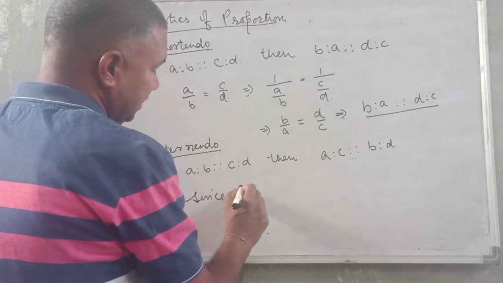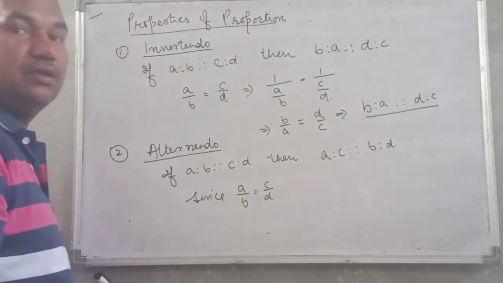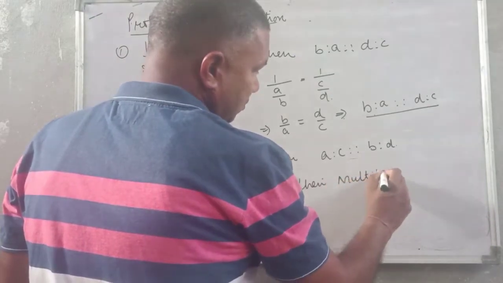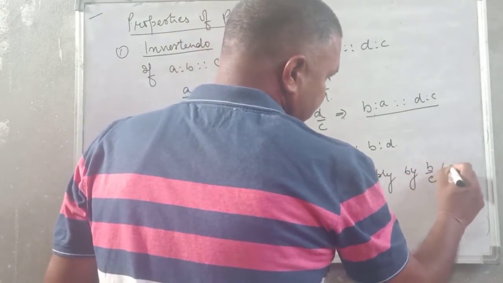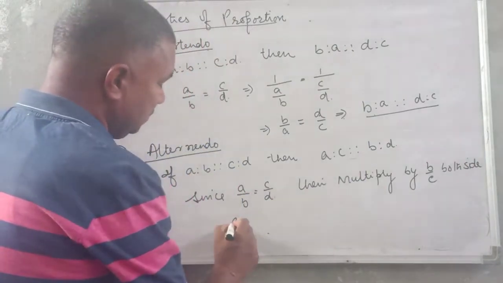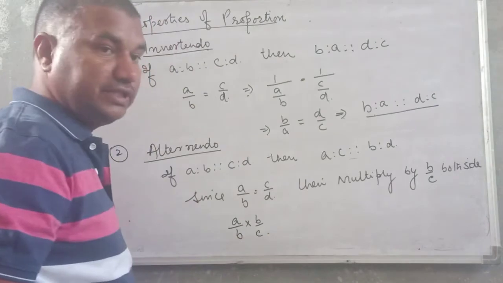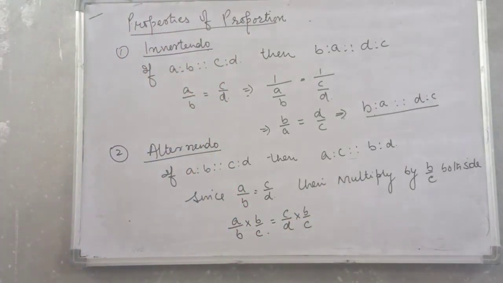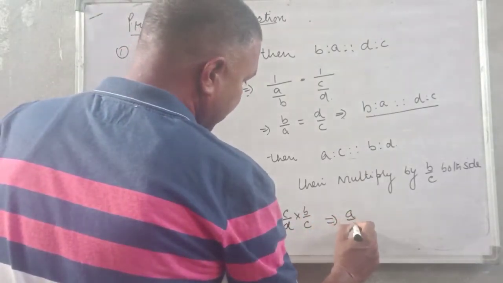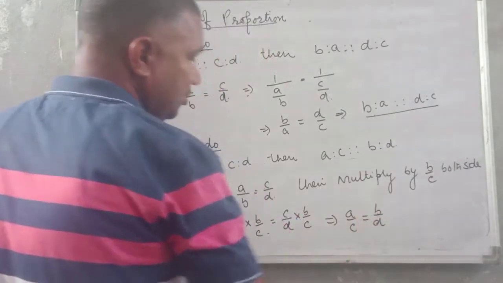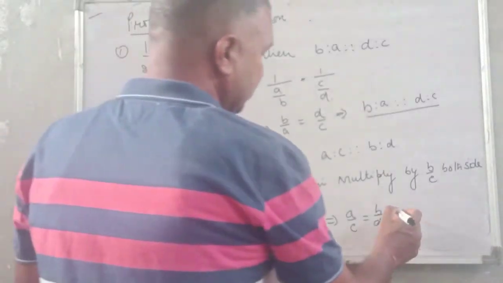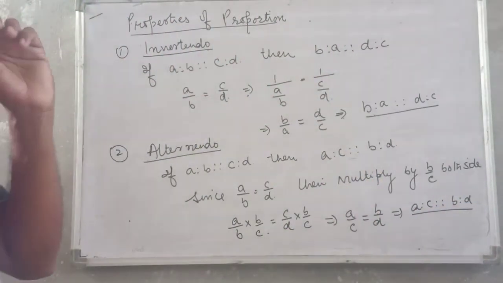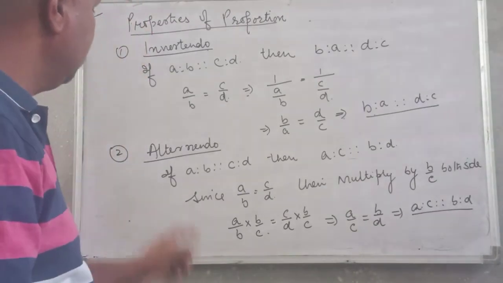Since A upon B is equal to C upon D, then multiply by B by C both sides, then A upon B into B upon C is equal to C by D into B by C. This will be equal to A upon C is equal to B upon D, and in ratio this can be written as A is to C, B is to D. So if four quantities are proportional, they are also proportional when taken alternately.